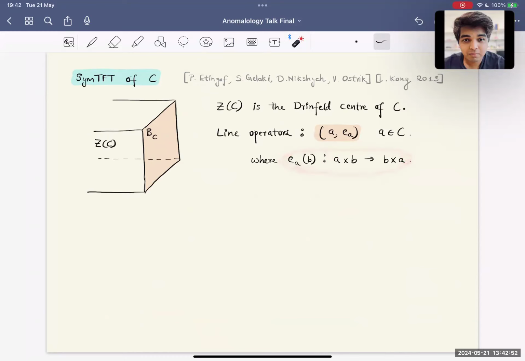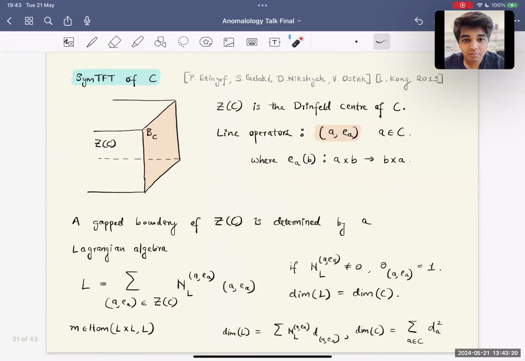And these have to satisfy several consistency conditions. But what I would like to mention is that you can always write a line operator as this 2-component labeling. One is an object of C, the other is some half braiding. This half braiding again will not play an important role in our discussion, so that's why I'm not going into details. The important thing that you should remember is that you can write the lines in this way.